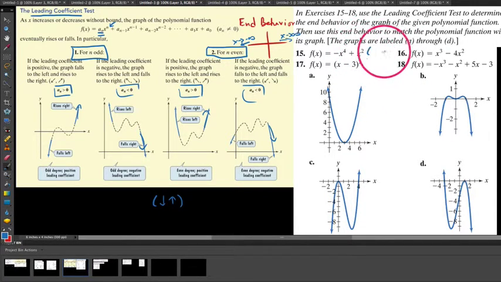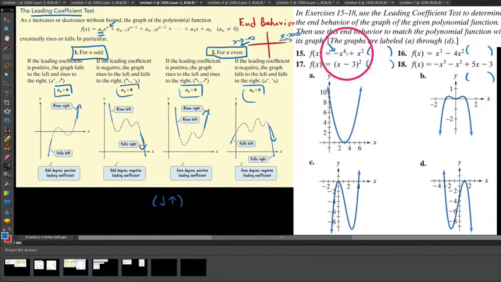So what I want to do basically is put a set of parentheses on each of these. I used to put a comma, but then people thought it was some ordered pair, so I don't want to do that here. What I want to do is go through and determine the left and right hand behavior and either use a down arrow or an up arrow to indicate rising or falling. Okay. So looking at number 15 here, I'll just point this out first.